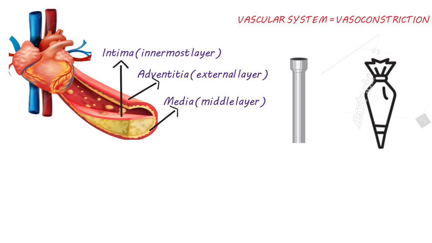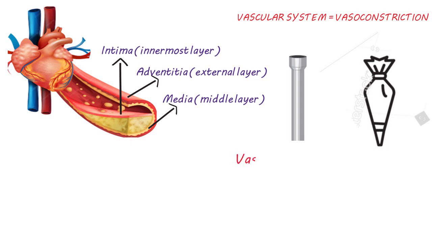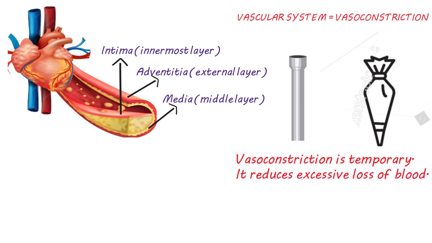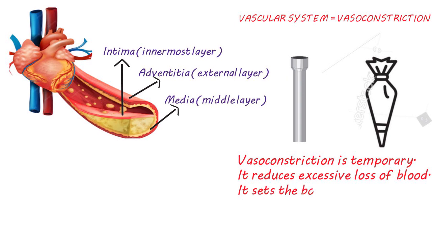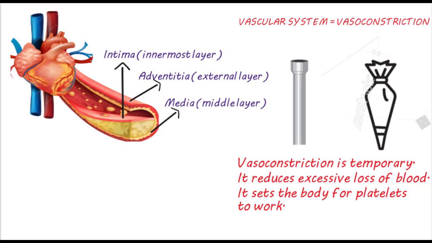But then this line of defense is actually temporary, but it's very effective and important because it reduces the amount of blood that will gush out at that point, and then it sets the stage for the next phase of hemostasis, which is where the platelet system comes into play.